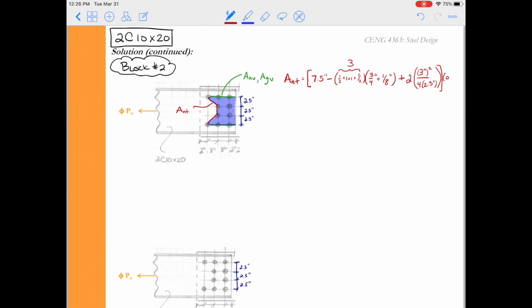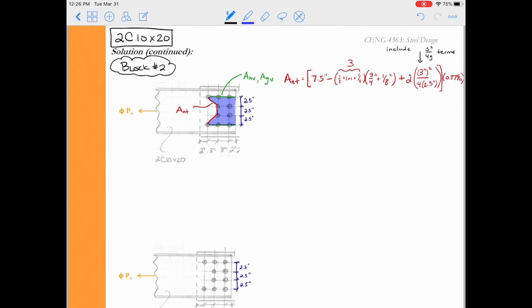Because I went on 2 diagonal paths, just like in fracture, I need to add the term s squared over 4g. All right, so I've gone ahead and I've added 2 of these terms because on my net tension area, I've traveled 2 diagonal paths. And you can see there, s squared over 4g is tucked away.